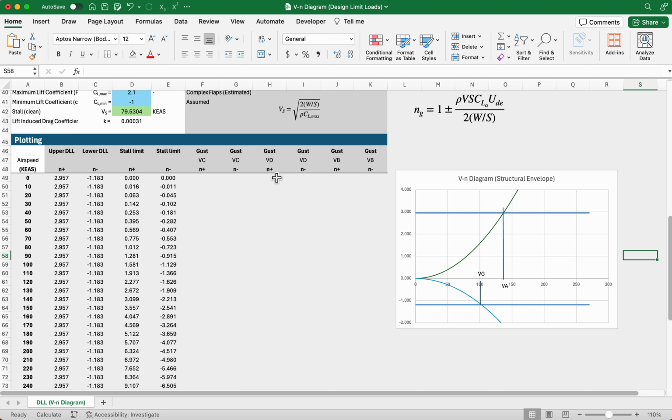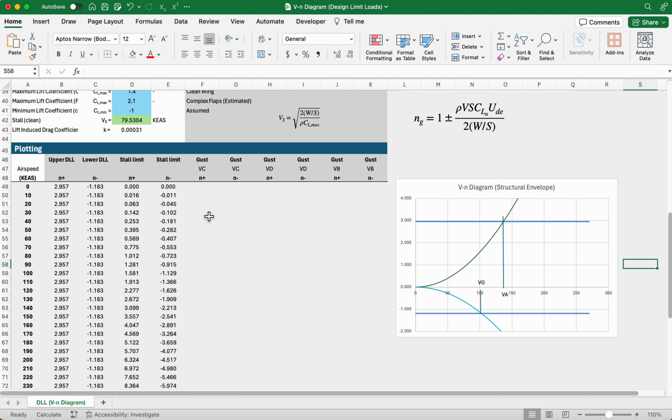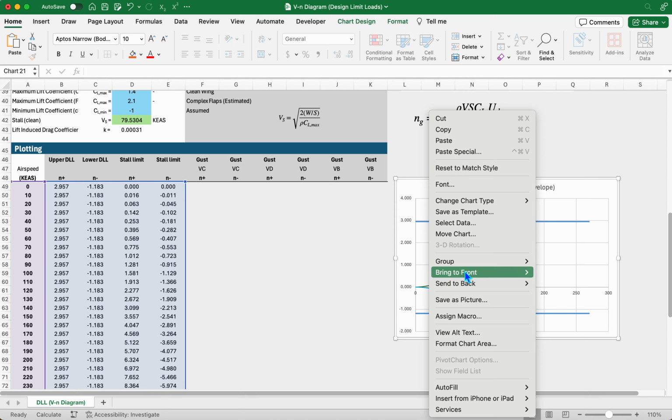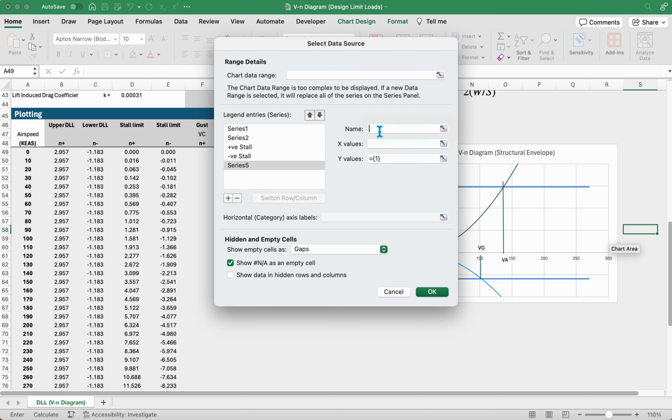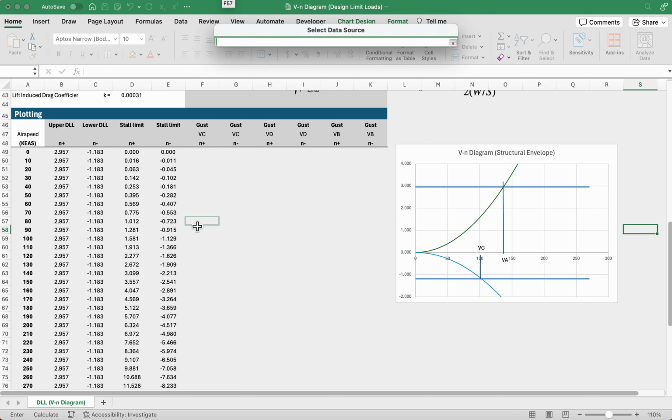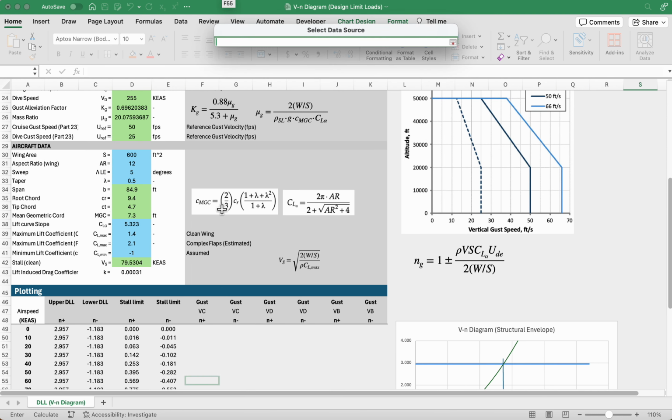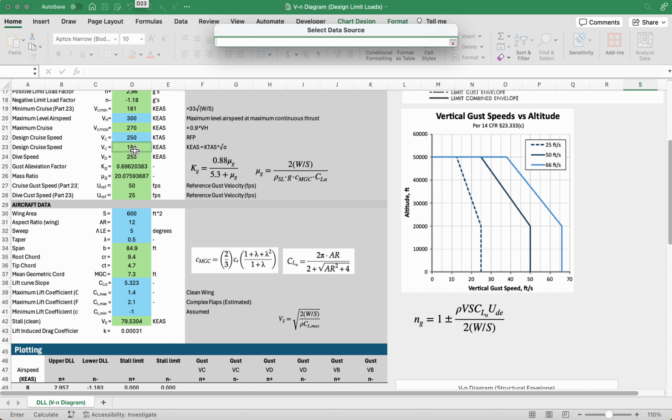So the next one is, maybe we could just plot our dive speed and our cruise speed. Those would just be vertical lines, so we can see where those appear on our plot. Let's do that. I just want to plot cruise speed, and the cruise speed X value will just be our cruise speed in equivalent airspeed. I'll select that point twice, so we have 2 points.